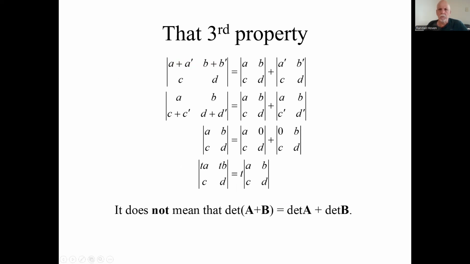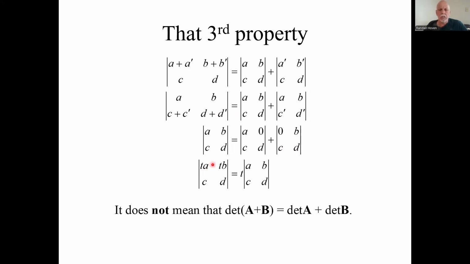Here you see this top row. It's a linear function: a and b plus a prime and b prime. That means the determinant breaks up this way: just the a, b, c, d part, and then the a prime, b prime, c, d part. Or I could do it on this lower row. Addition. Or you could break up a matrix like this, a, b, c, d. You could say it's a plus 0 and 0 plus b, and the other rows stay the same.